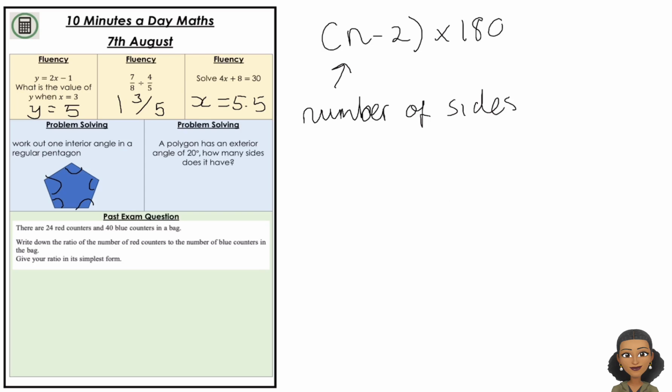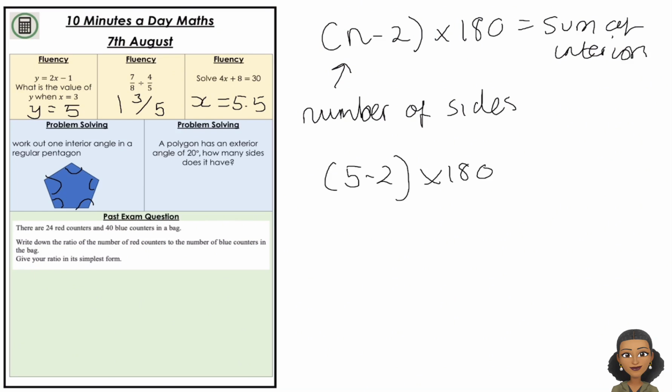Okay, and this gives you what's called the sum of interior angles. This means all of the angles added together. So there's going to be an extra step that we have to do at the end. So n, which is pentagon. A pentagon's got 5 sides. So I'm going to do 5 take away 2 times by 180.